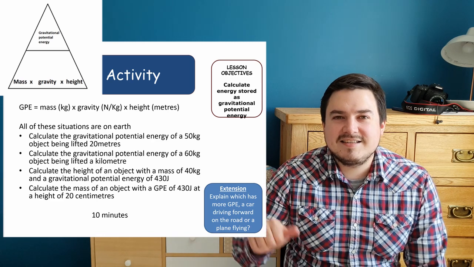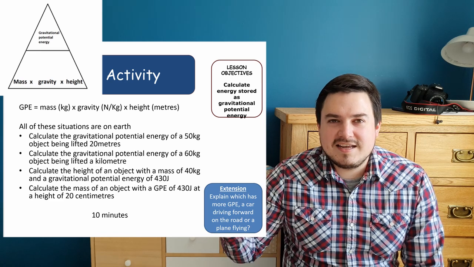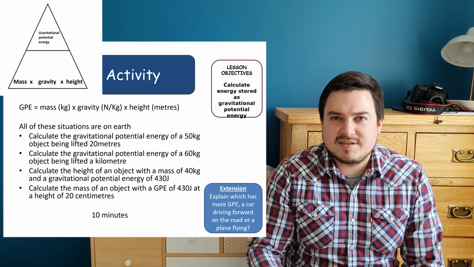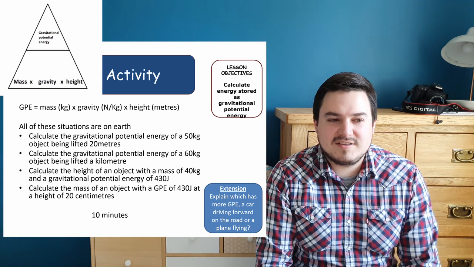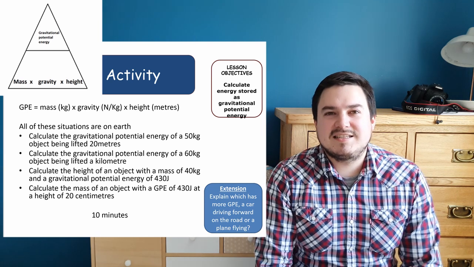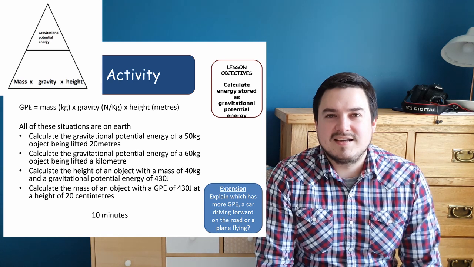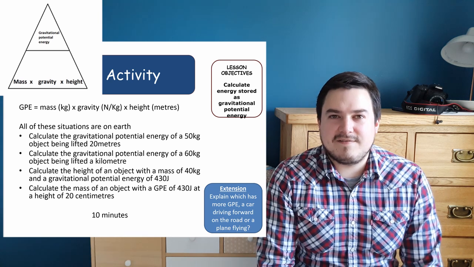So we're going to see height in here. We're going to see gravity in here, because gravitational potential energy links directly to the amount of gravity. And we're going to see the mass of an object, because we know that the mass of an object affects the amount of gravity affecting it.